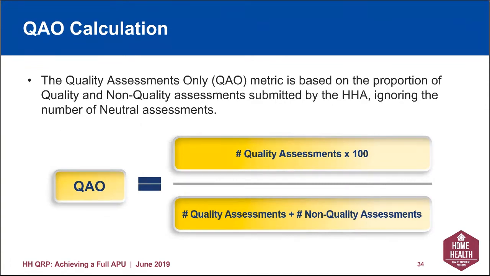For the QAO calculation, the top number or numerator is the number of quality assessments times 100 divided by the denominator, which is the number of quality assessments plus the number of non-quality assessments.